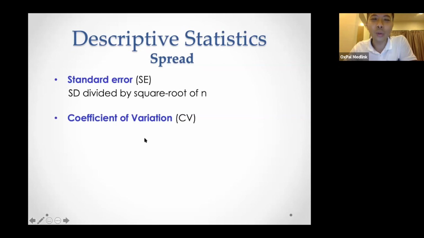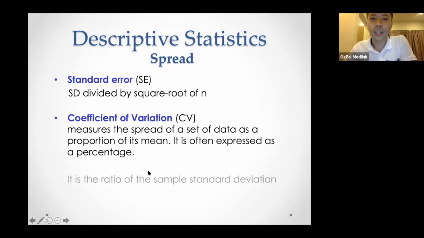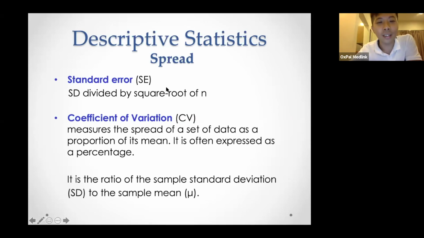Another less common way of measuring spread is the coefficient of variation. This measures the spread of a data set as a proportion of its mean, and is often expressed as a percentage. So the answer to one of the quiz questions is that it's the ratio of the sample standard deviation to the mean: you divide the standard deviation by the mean. This is often less used.